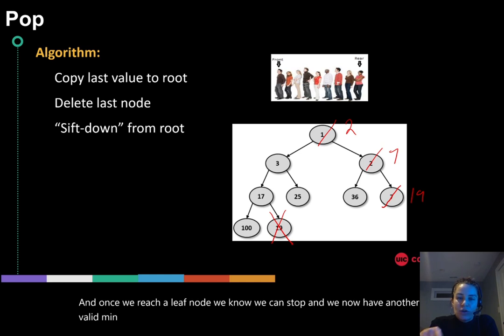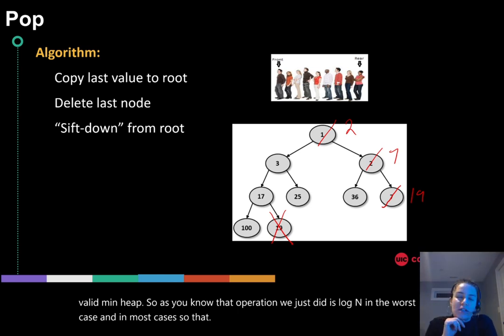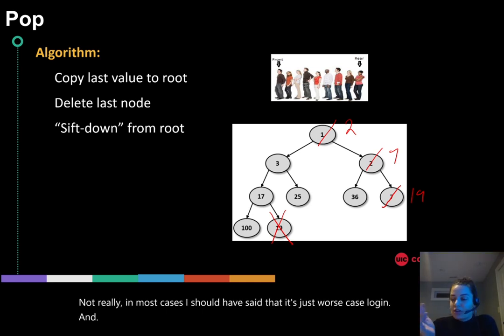So as you know, that operation we just did is O(log n) in the worst case. Not really in most cases, I shouldn't have said that, it's just worst case O(log n). And that is the algorithm.